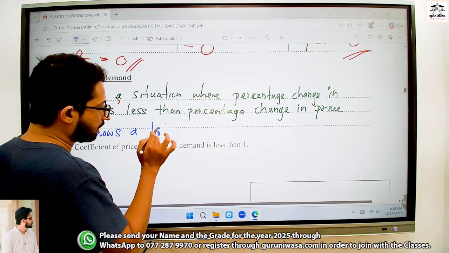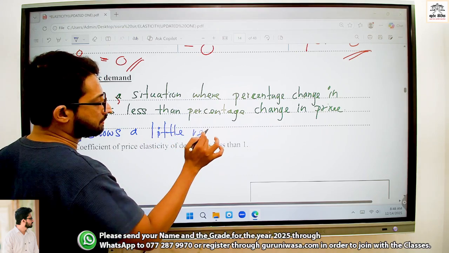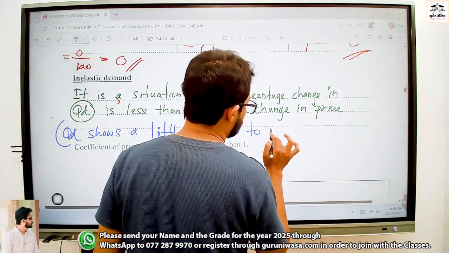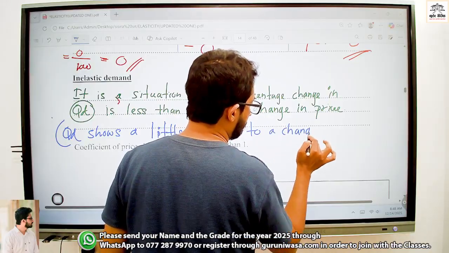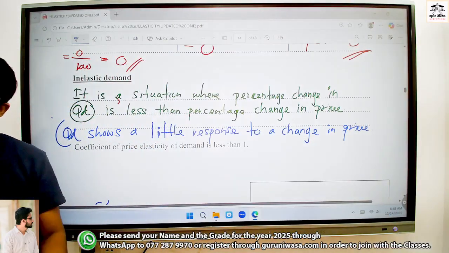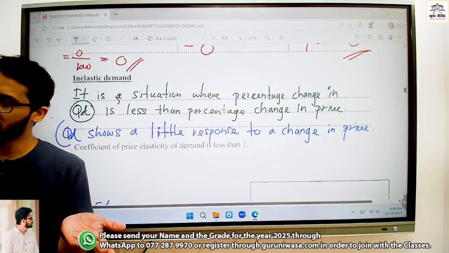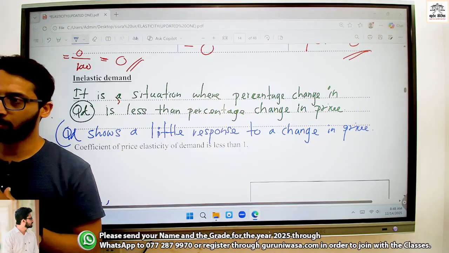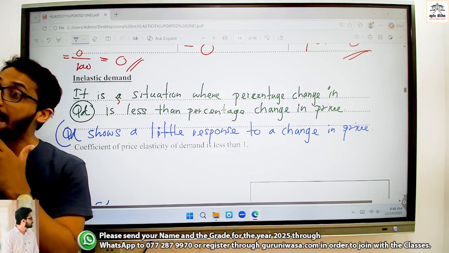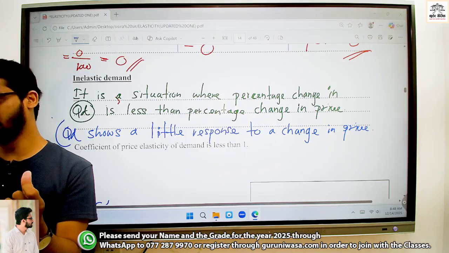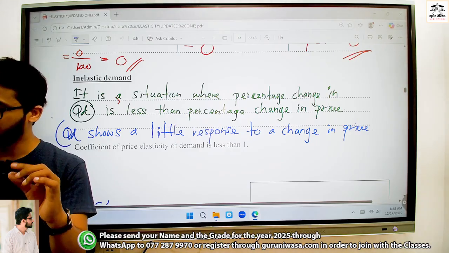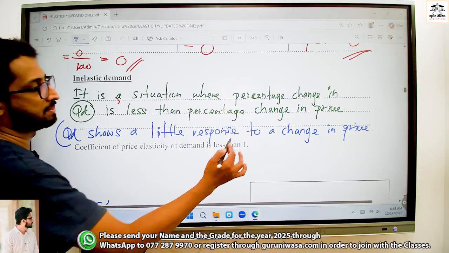A little response to a change in price. For example, electricity tariff: even if it increases by 100%, demand decreases only a little. Petrol, essentials like rice, vegetables, gas. Yes, petrol, gas, only a little. Right, it shows a little response to a change in price.